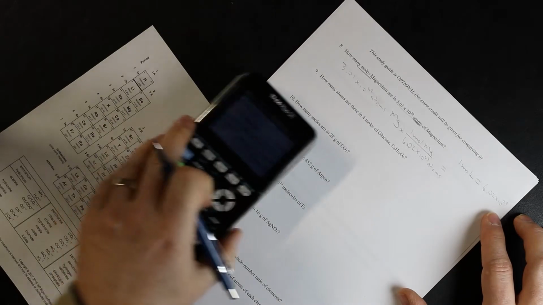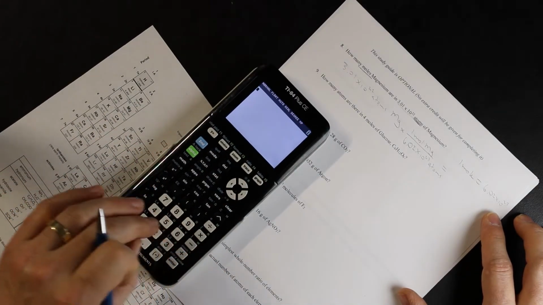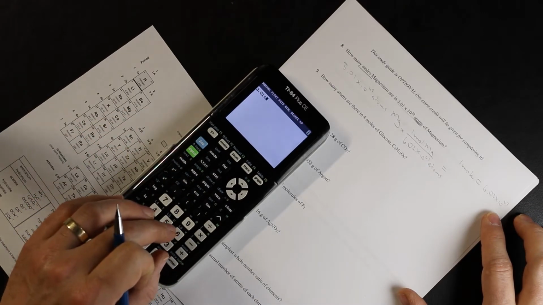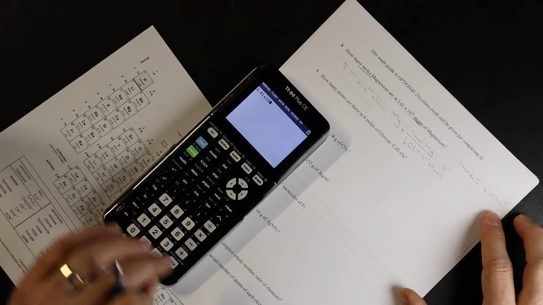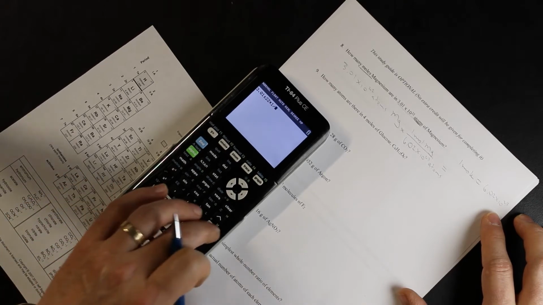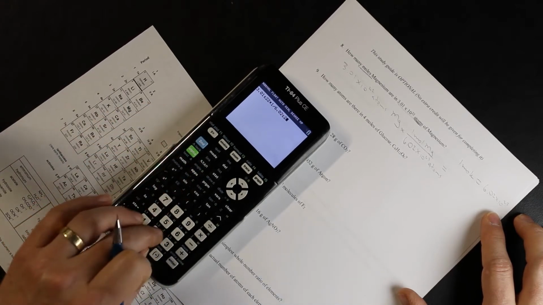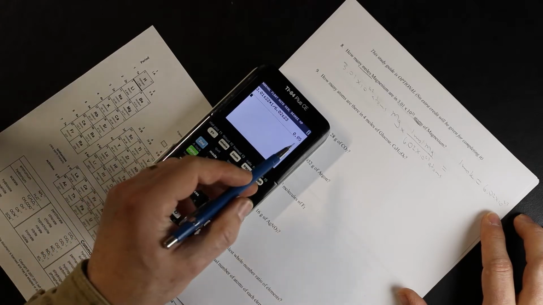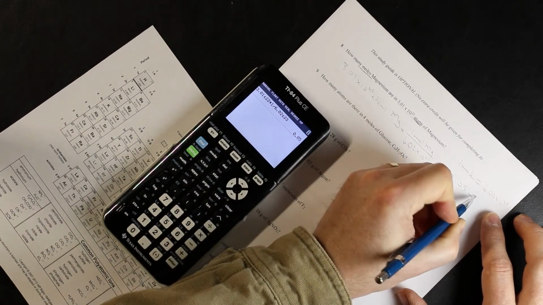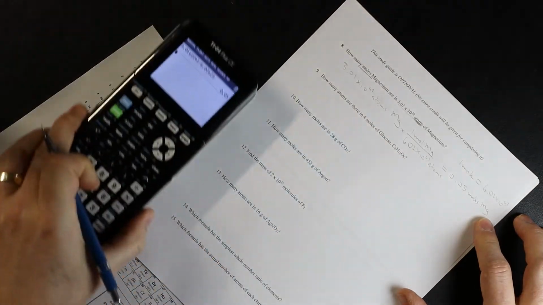All right, I plug that in my calculator here. Let's clear this off. I have 3.01 times 10 to the 22nd times 1 divided by 6.02 times 10 to the 23rd, and I get 0.05 moles of magnesium. Okay?